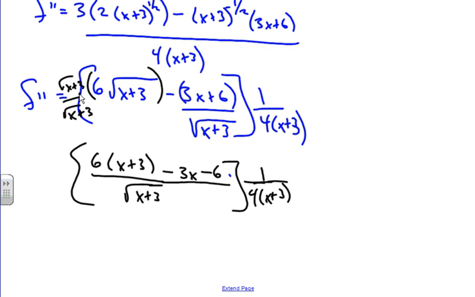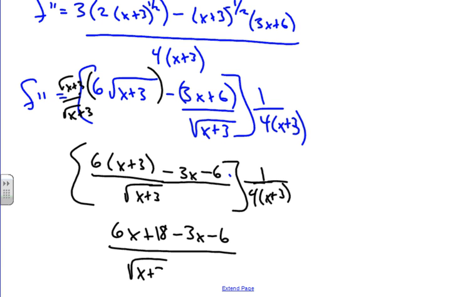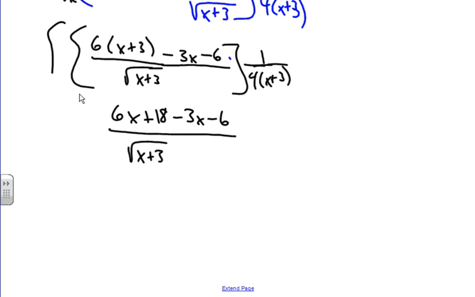Oh, wow. All this work for just one problem. Whew. Should not have picked this one, huh? We got 6x plus 18. And we have minus 3x, and we have minus 6 all over the square root of x plus 3. And then all that multiplied by that expression.